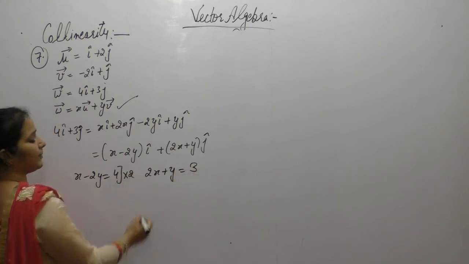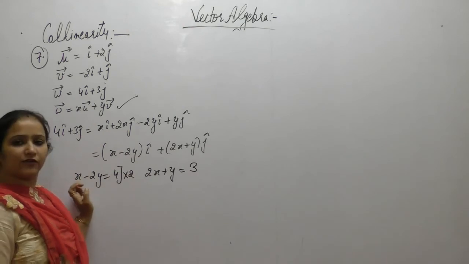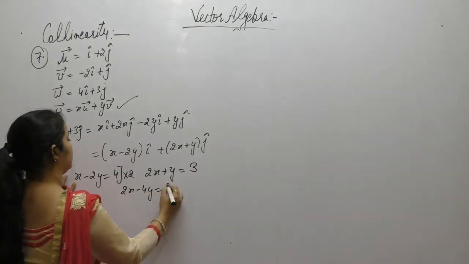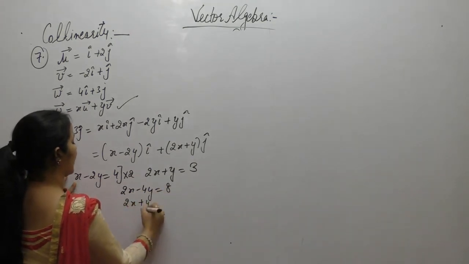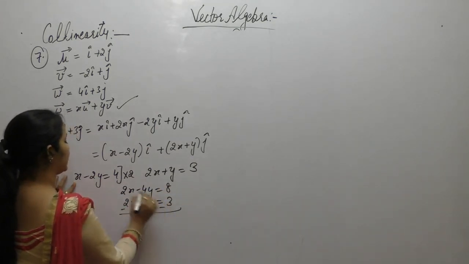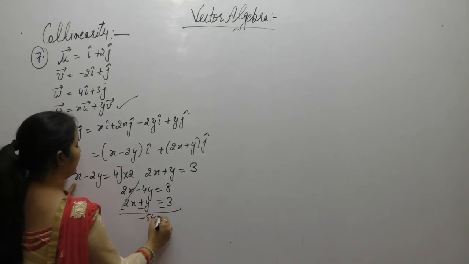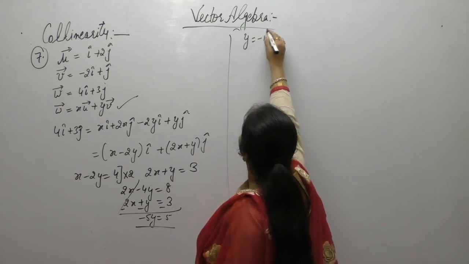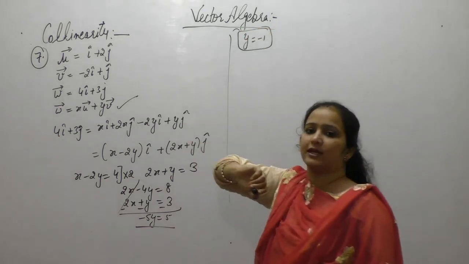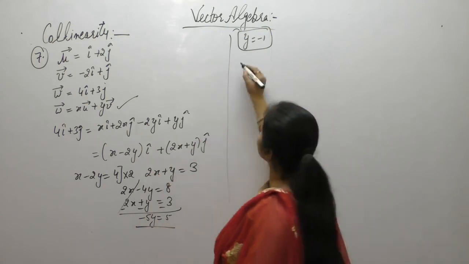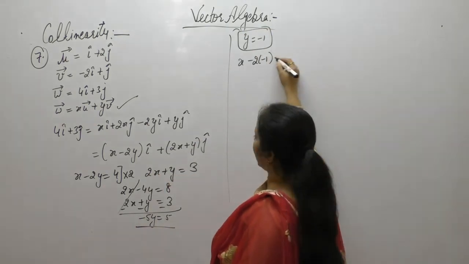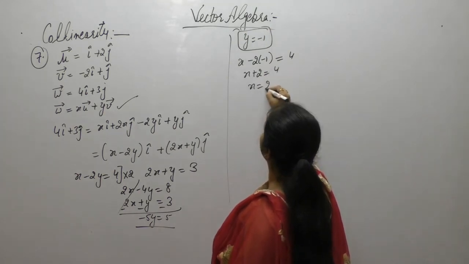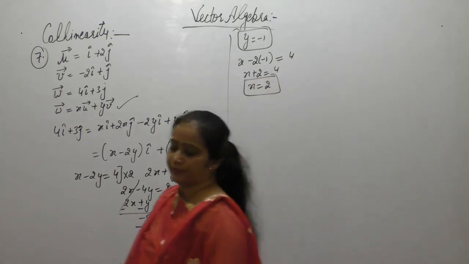Multiply this equation by 2 to make the coefficient of x equal in both equations: 2x minus 4y is 8, and this is 2x plus y is equal to 3. Now subtract the equations: minus 5y, 8 minus 3 is 5. So we get the value of y as minus 1. Put the value of y in any of these two equations. x minus 2y is equal to 4, minus minus plus, so 4 minus 2 is 2.